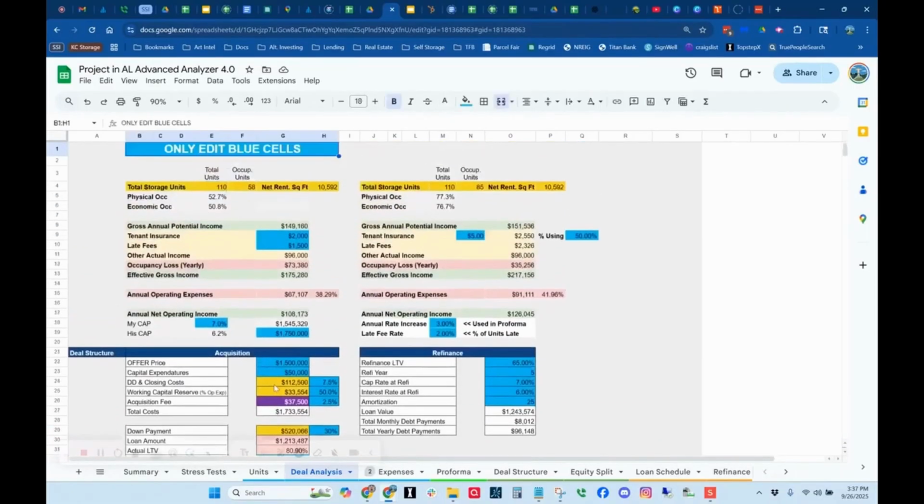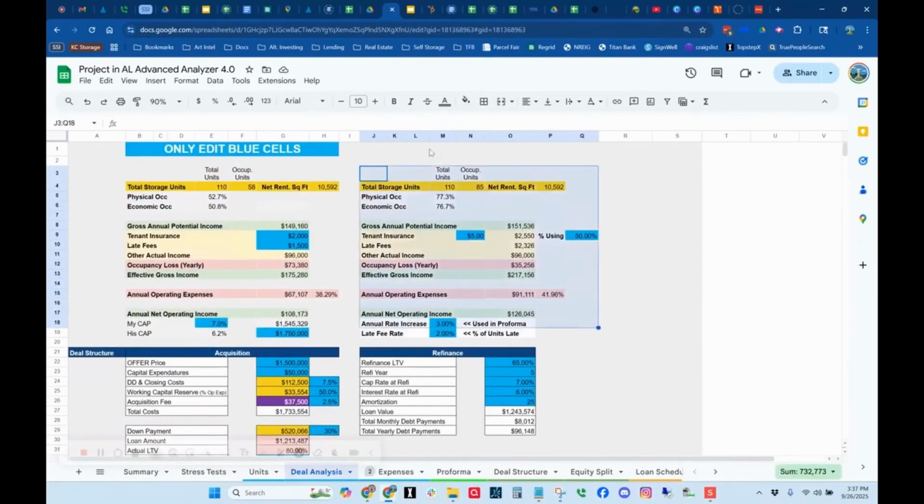Okay, now we come over to this section over here, and the upper section is for the stabilization and how we're going to get it stabilized. So after we buy, we're going to implement it.